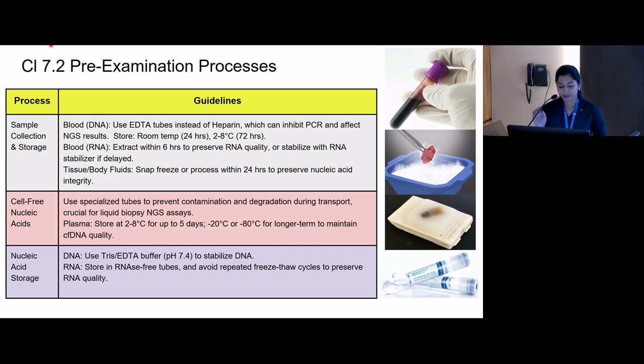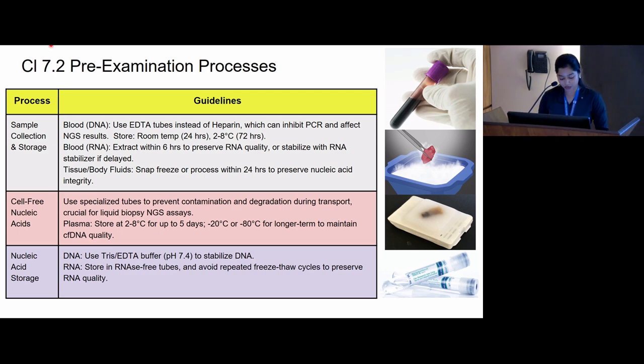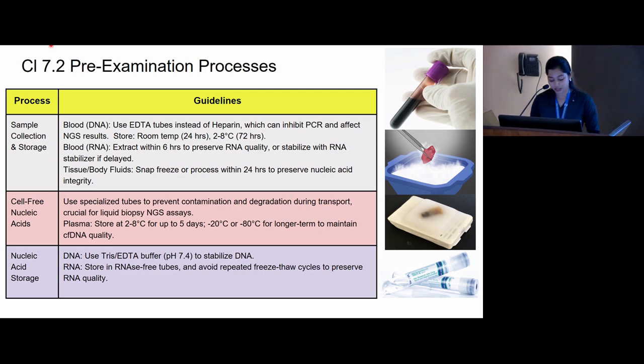So, starting with sample collection, the EDTA tubes are preferred for blood samples to avoid the use of heparin. And actually, we avoid the use of heparin because it can inhibit the PCR and it will negatively impact the NGS results. As for DNA extraction, blood can be stored at room temperature for up to 24 hours or at 2 to 8 degrees Celsius for 72 hours.